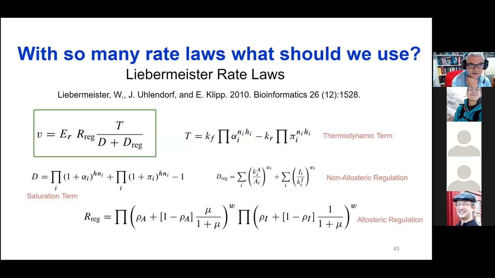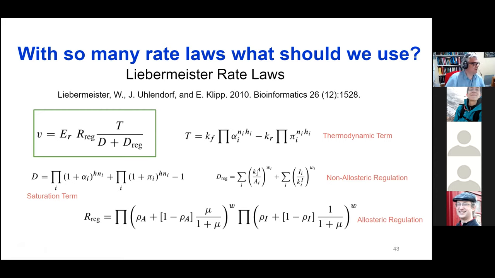The Liebermeister ones are interesting for another reason. This is the other group, in 2010. This is also a good piece of work. This is the basic equation they present, or one of them anyway. What's interesting about it is it's modular. They take this modular approach where each part corresponds to a different aspect of the rate law. So T, for example, includes all the thermodynamic terms, the equilibrium constant kind of stuff. The D includes the saturation term. This is the denominator that you saw in the Michaelis-Menten equation. The D reg includes things like competitive inhibition, the non-allosteric regulation. And then the R reg includes all the fancy allosteric regulation, the cooperativity and so on. You can plug these bits of expressions in or take them out, and they're totally extensible. You can have as many substrates, products and regulators as you want. So they're extremely flexible.